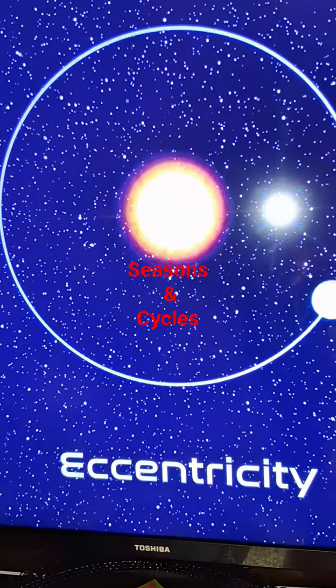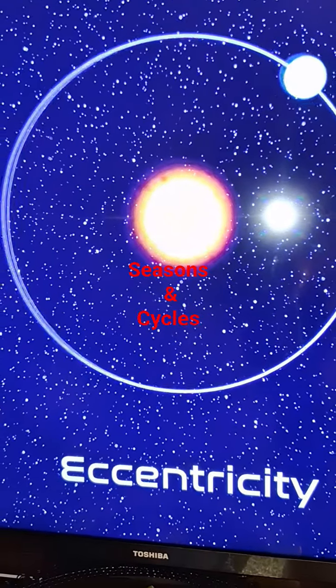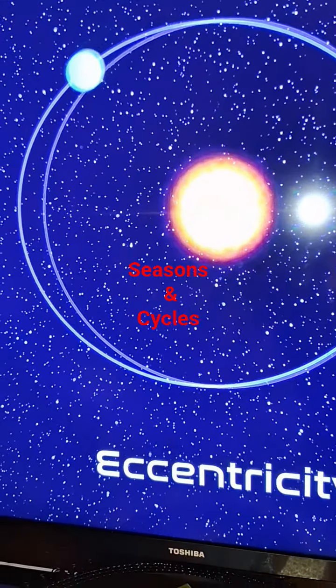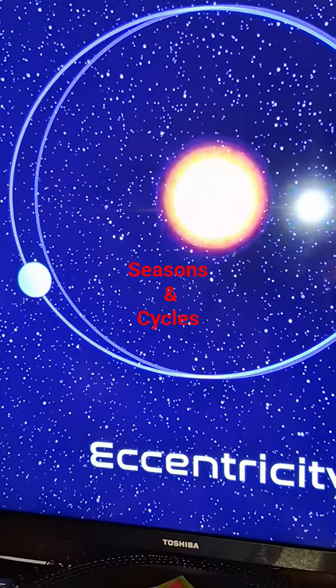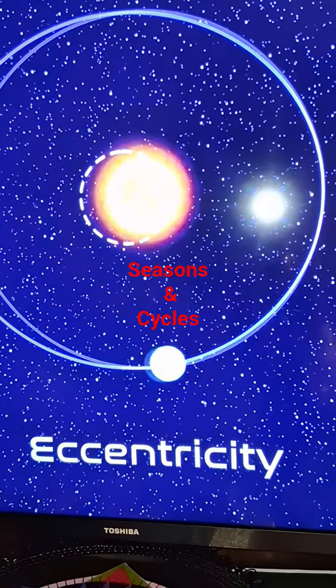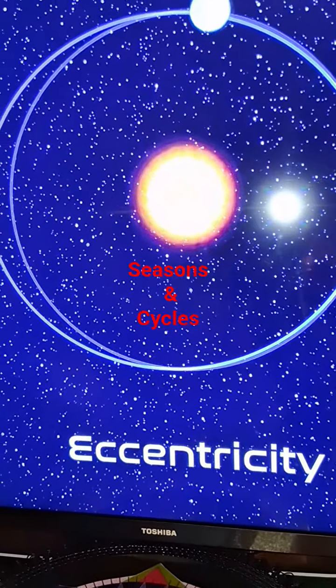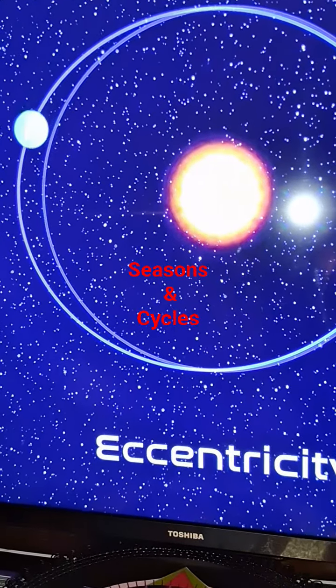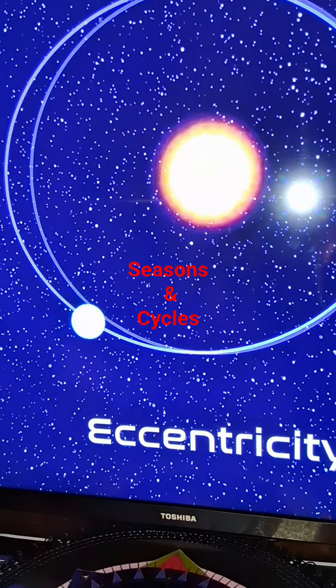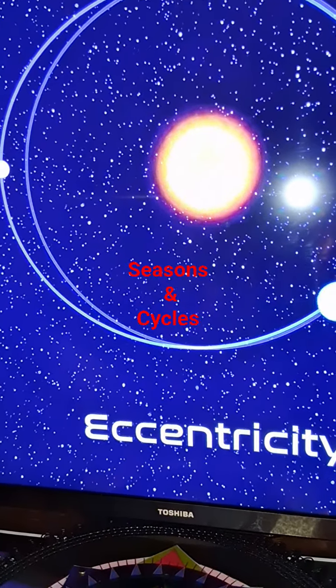The orbit of the Earth and of the other planets is not perfectly circular. It's elliptical. It's a distorted circle. And the sun is not in the center of that ellipse. It's off from the center. So at one point in the orbit, called perihelion, the Earth is closest to the sun. 6 months later, it's at the opposite end of the orbit. It's farthest from the sun.